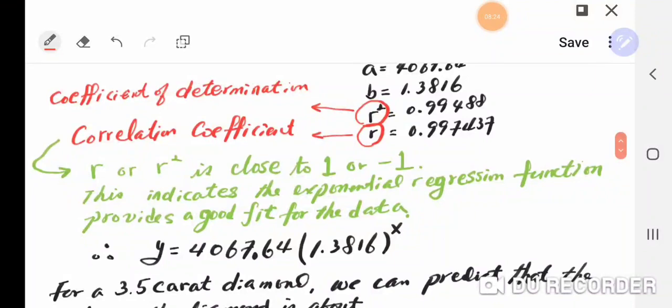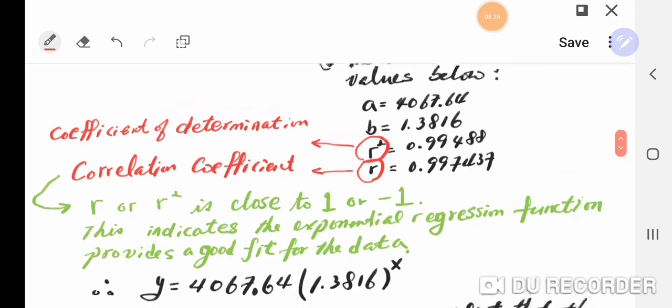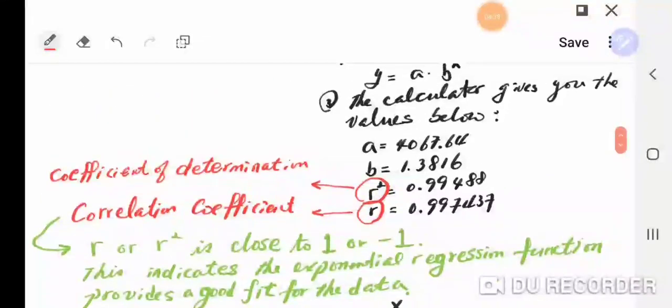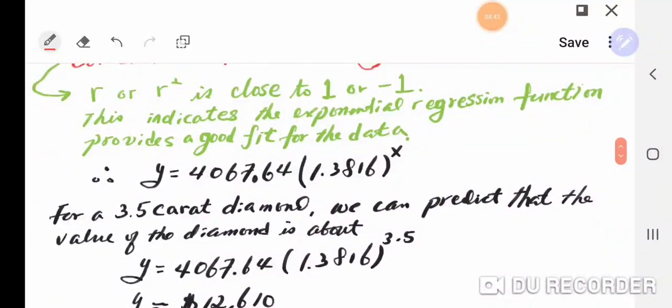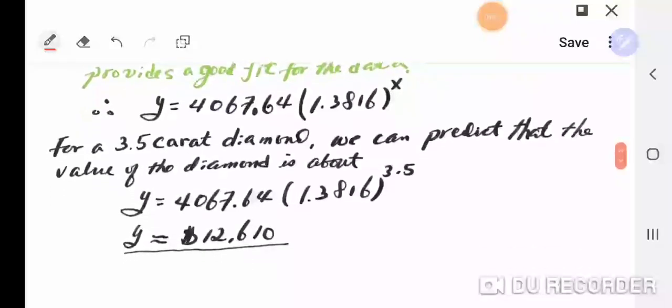So the data actually fits the exponential function very well. Based on these values of a and b, we can write the exponential function y equals 4067 times 1.3816 to the x power. So we have this exponential function.